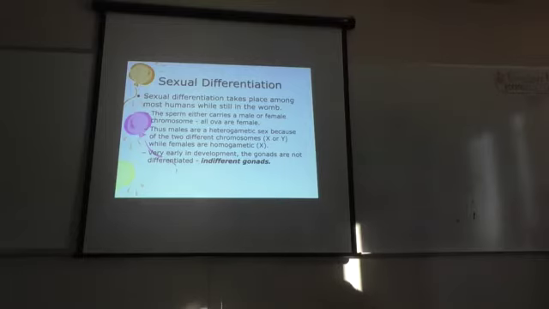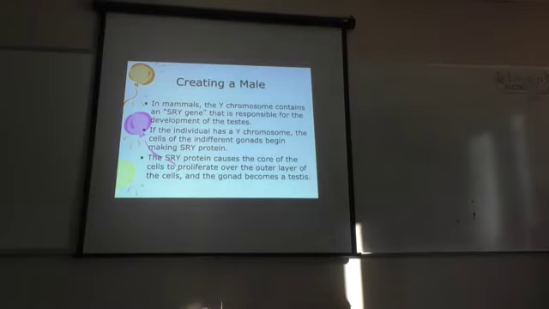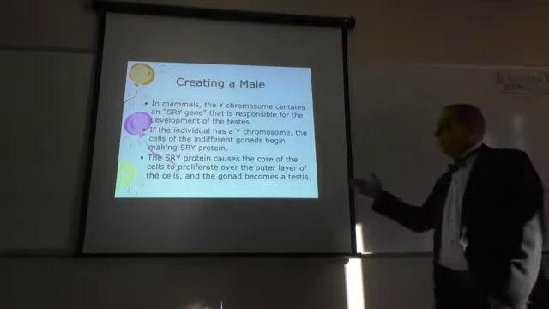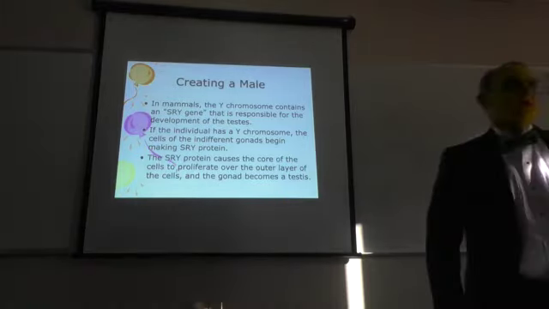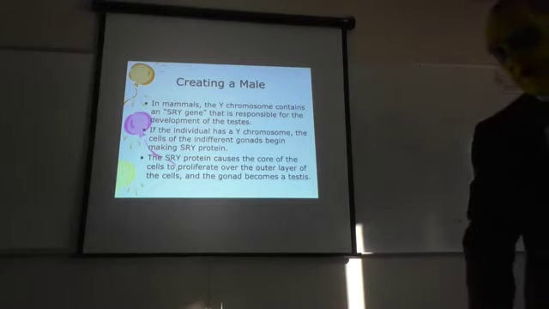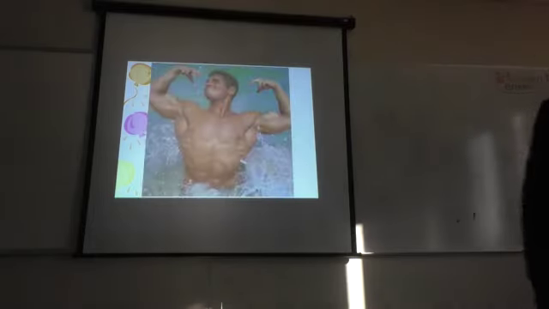Very early in development, the gonads are not differentiated, and of course at this point you can't tell if it's a male or a female. They have indifferent gonads. In mammals, the Y chromosome contains a SRY gene that is responsible for the development of the testes. If the individual has a Y chromosome, the cells of the indifferent gonads begin making SRY protein. The SRY protein causes the core of the cells to proliferate over the outer layer of the cells, and the gonad becomes a testis. So the SRY protein is what makes the male a male, and it creates a testes.